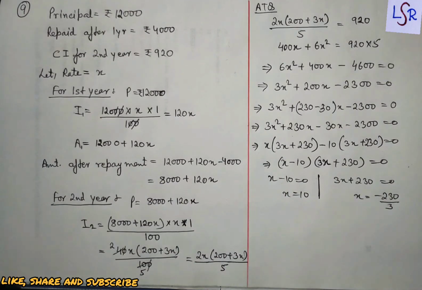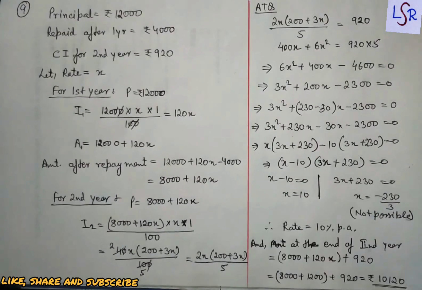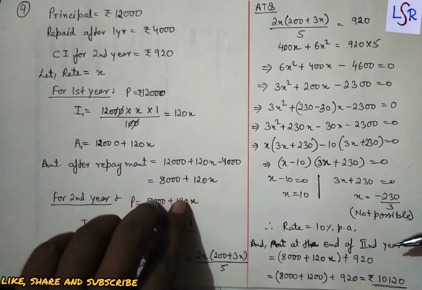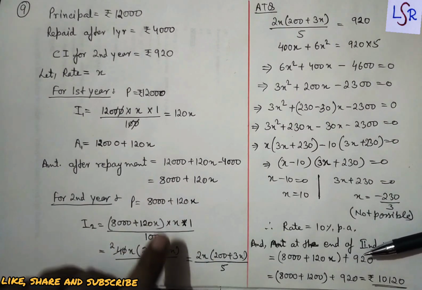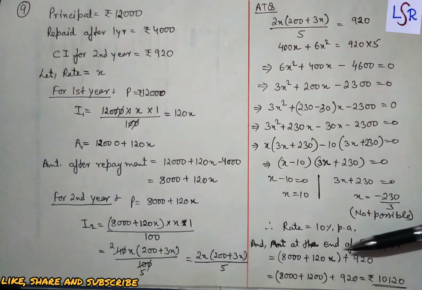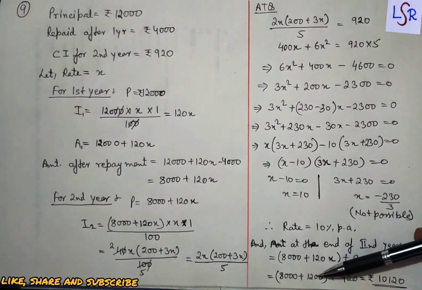Now to get the amount at the end of the second year, here we get the amount at the end of the second year. We have placed the value of the principal as this and the interest of the second year as 920, and after placing the value of x we have got 1200 over here, and on adding it all we got this much, 10,120. That's all from this video.